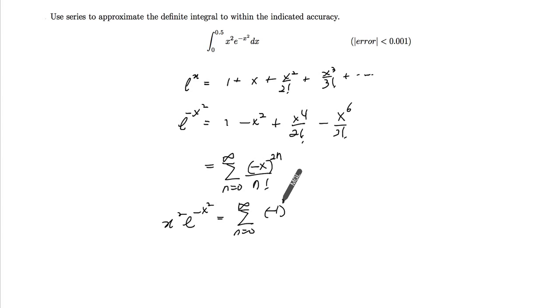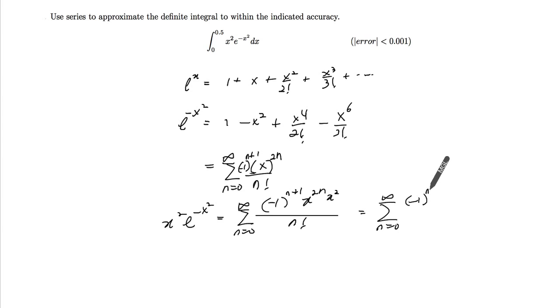So this is negative 1 to the power of 2n. I just realized if I put this negative inside, this actually becomes always positive. So this actually needs to be outside here. And this should be n plus 1. Okay, and then let's now multiply this by x squared. Okay, so you get x to the power of 2n plus 2.